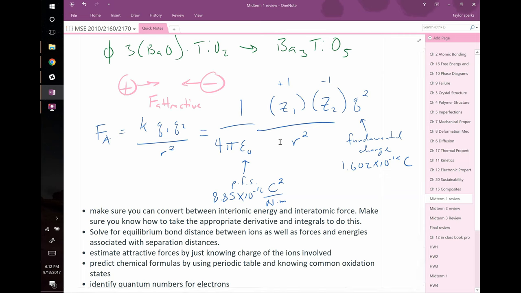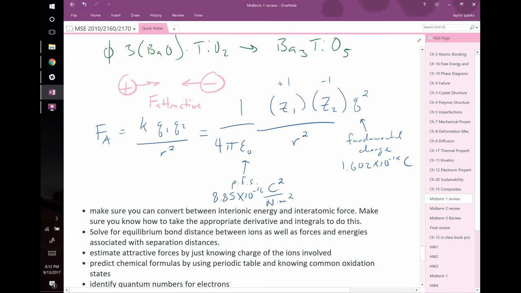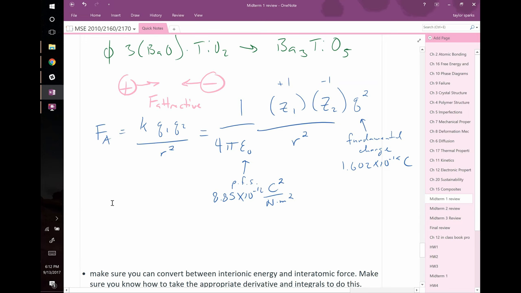Where does it go? This must be squared. Otherwise, it wouldn't cancel and it needs to. It is. Let's actually plug it in. Let's do some examples. I want to make sure you guys know this. So let's say you have something like sodium chloride, which is +1, -1. What should be the attractive force? Let's actually plug this in.